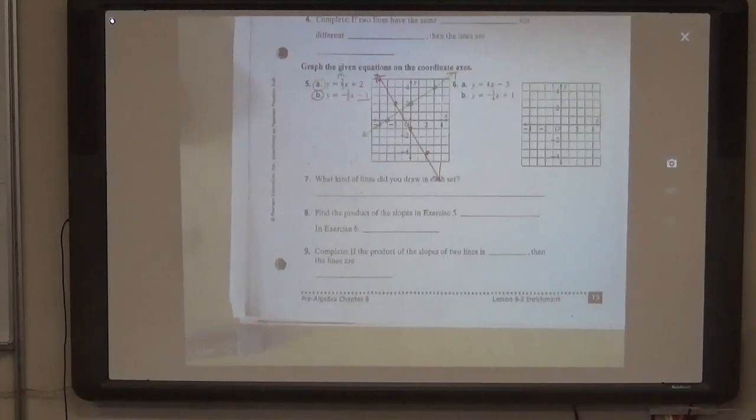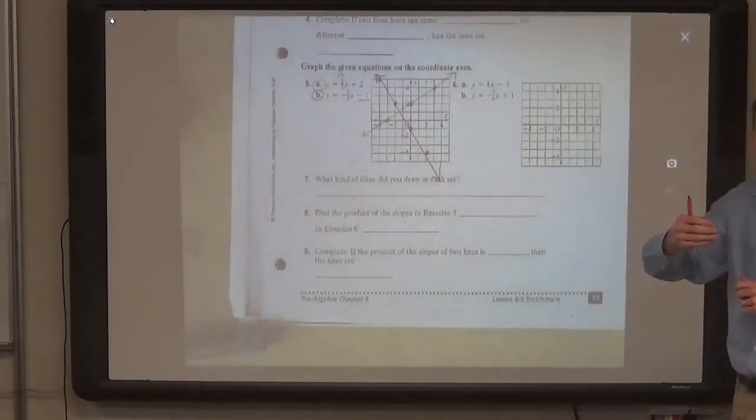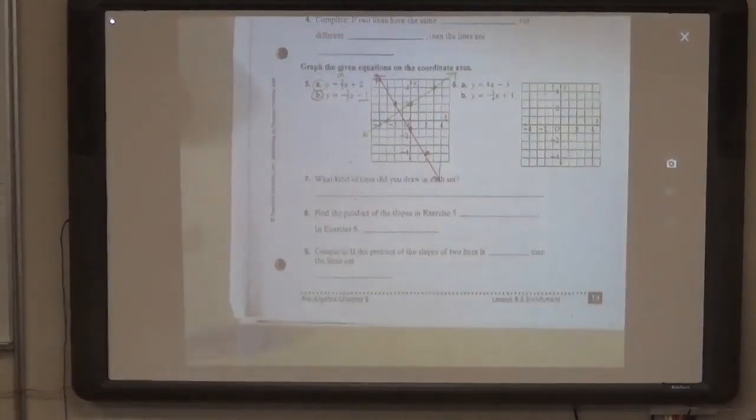2 and 3, they both have 2's and 3's, right? Except one is 2 over 3. The other is negative 3 over 2. So, what is the relationship between those? They're close to reciprocals. If it was positive 3 over 2, they'd be reciprocals, right? They're negative reciprocals.